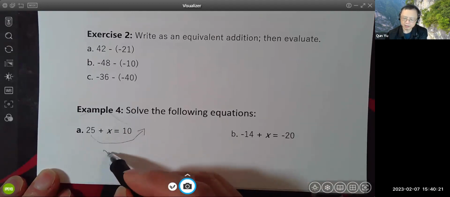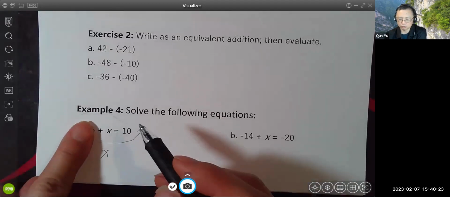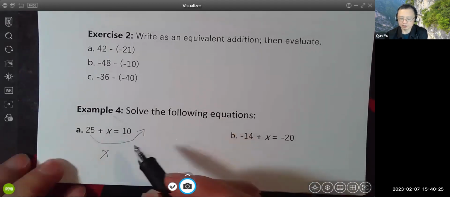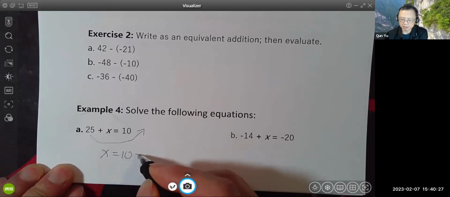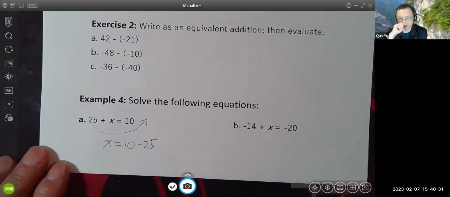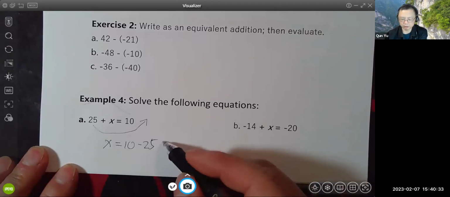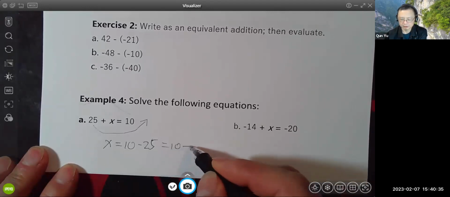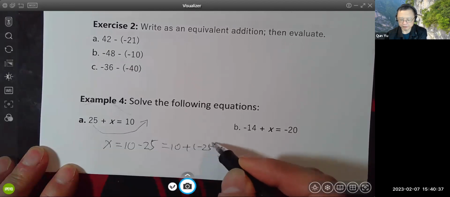So now x, which is positive x, after you move 25 to the other side, you get 10 minus 25. So we know 10 minus 25 equals 10 plus negative 25, which is negative 15.